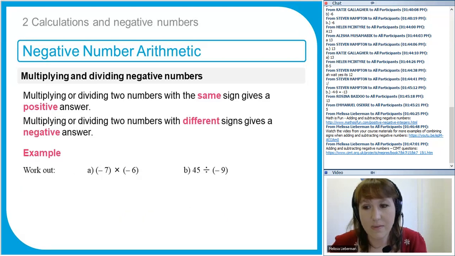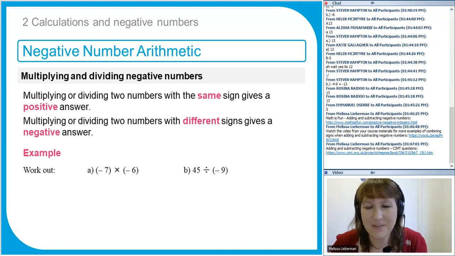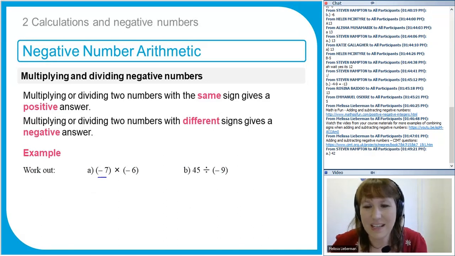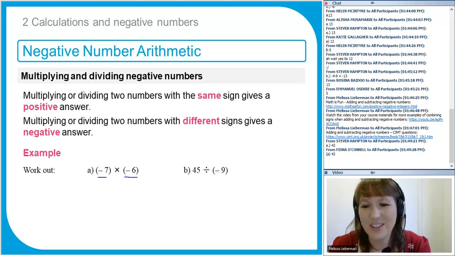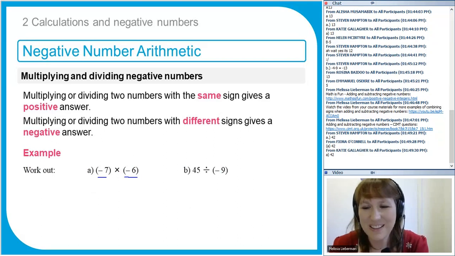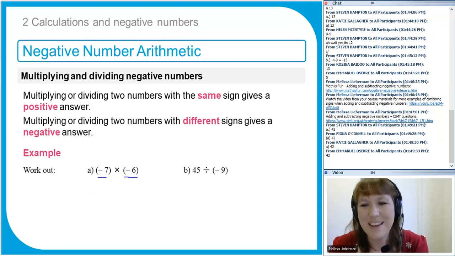Let's have a look at a couple of examples. So part A. Answers in the chat box, please. Negative 7 times negative 6. What do you think is the answer? Stephen, very quick. So we're just going to copy Stephen. I'm not saying whether Stephen is correct or not. Use no times tables.